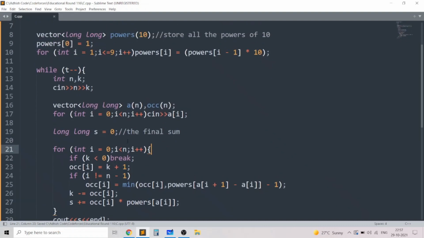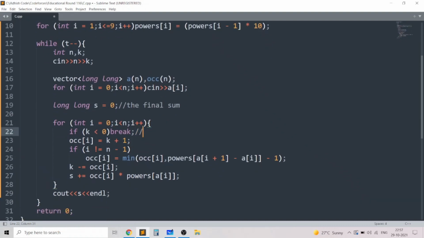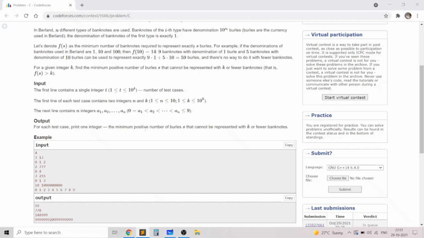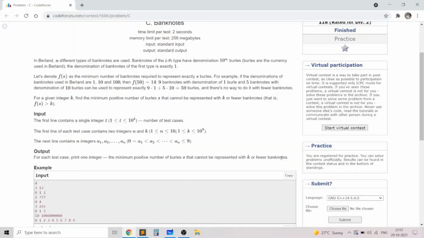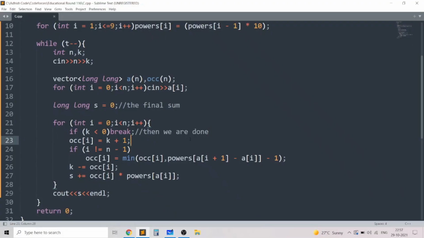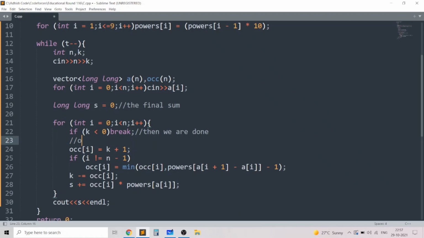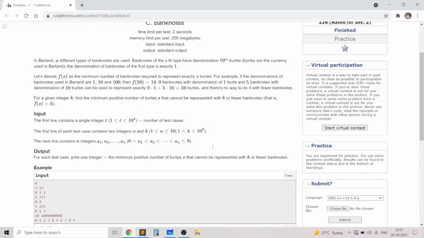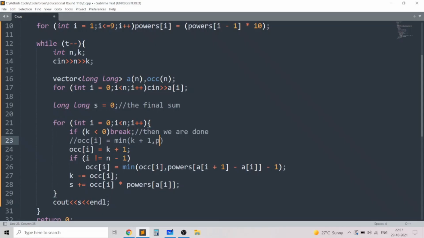And now for each i going from 0 to n, if k is less than 0, then we are done, because we have used enough banknotes, and otherwise we let occurrences of i be the minimum of k plus 1, because we need at least k plus 1 banknotes for all the banknotes to get exhausted. And then it's basically 10 to the power of ai plus 1 divided by 10 to the power of ai, minus 1. So we take the minimum of these two, so initially we set it to be k plus 1.